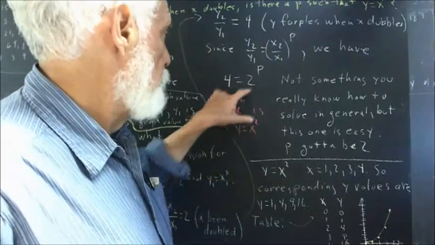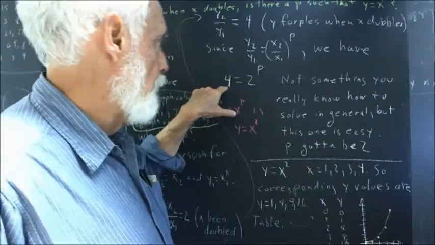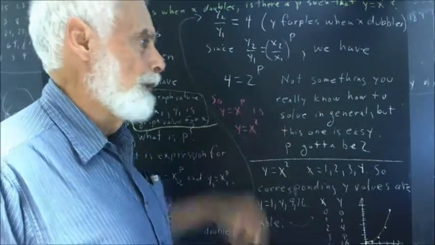Okay, so this is not an equation you could solve. If this were 5 equals 2 to the p, you wouldn't be able to solve it.